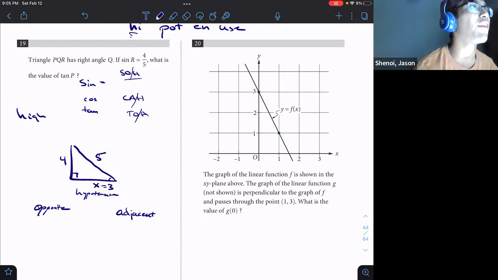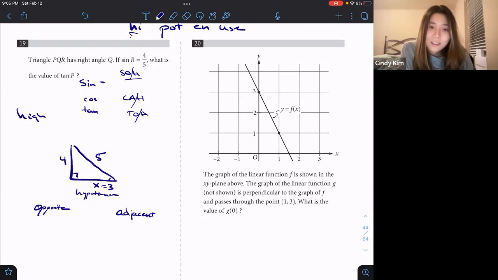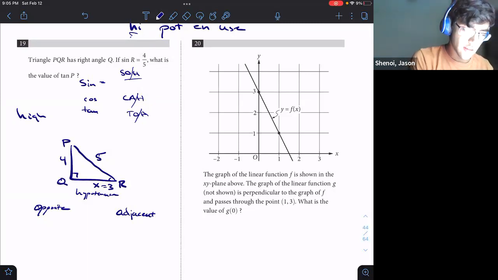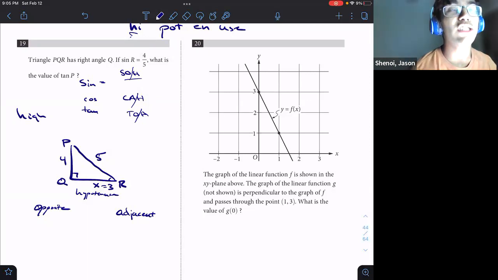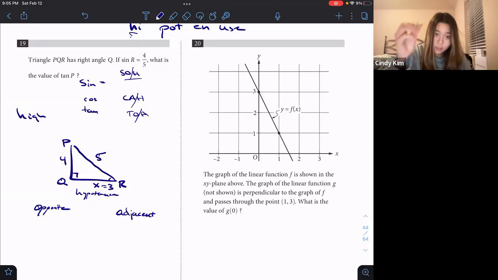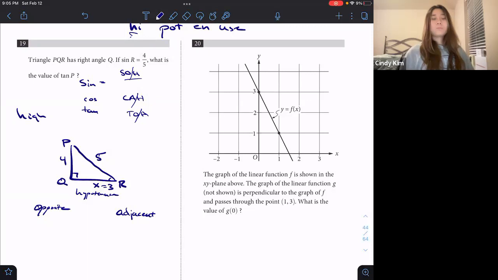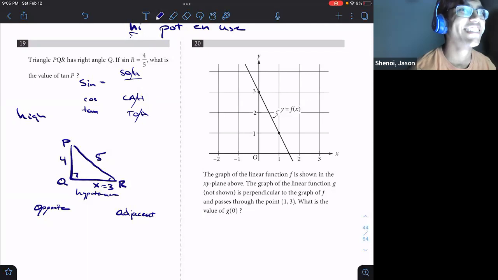So what is the tan value of P? Let me write this down. So this is R, this is right angle Q and P. So what is tan P? What is tangent? Tangent is TOA, right? 4/3. That's tangent of R. Oh. Okay. What's tangent of P?